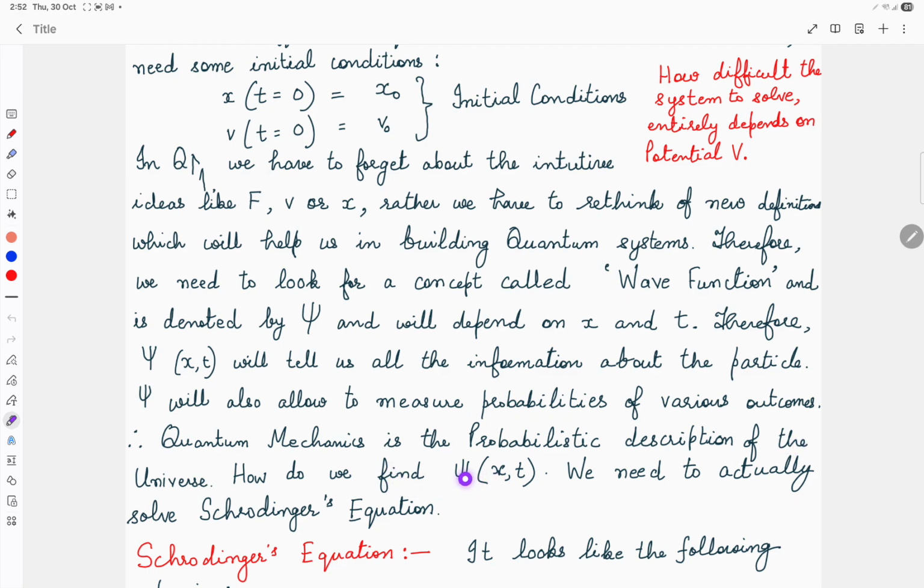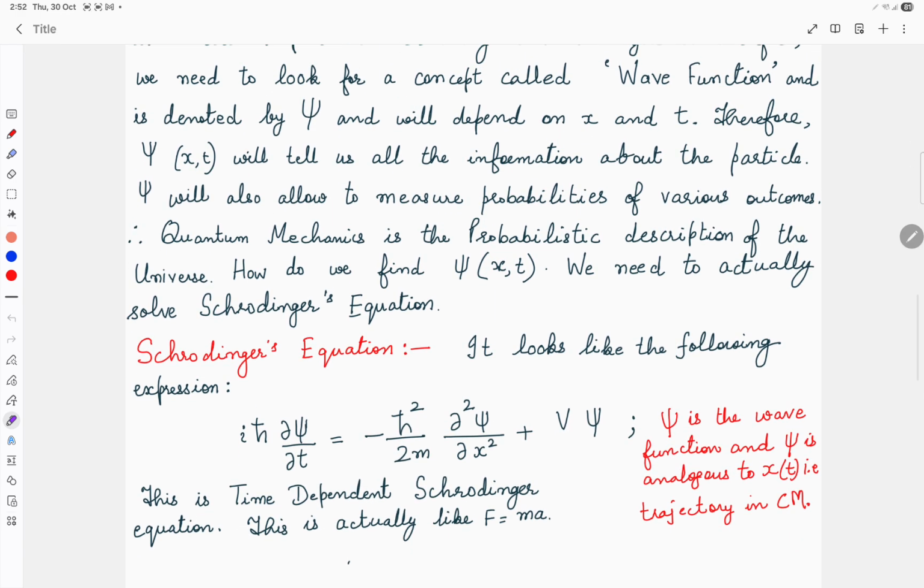How do we find psi of x, t? That means how do we find the wave function of the particle, how will we find out the information about the system in terms of the wave function, that is, in terms of probabilities? So we need to actually solve Schrodinger's equation. Schrodinger gave an equation. This is the Schrodinger equation.